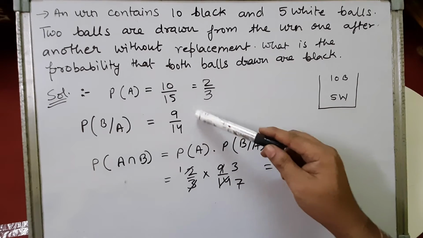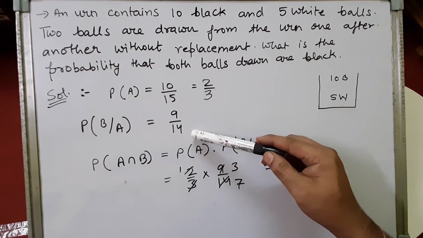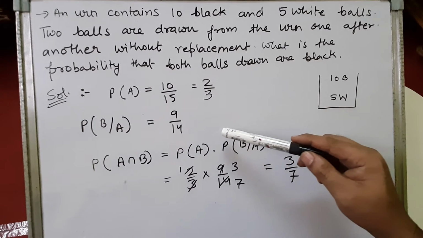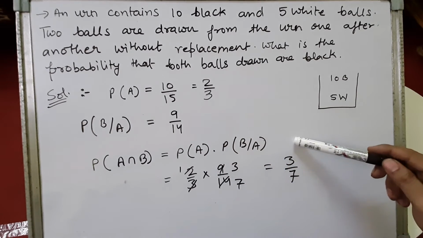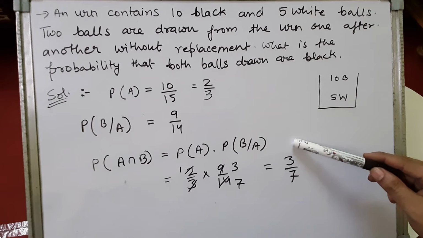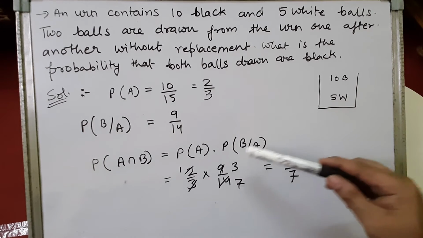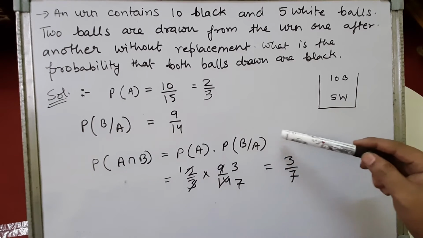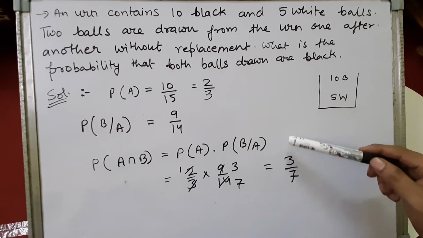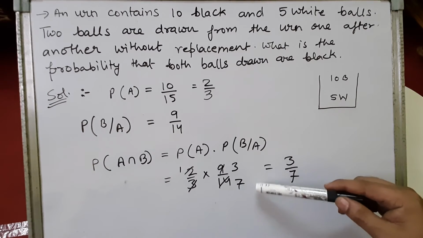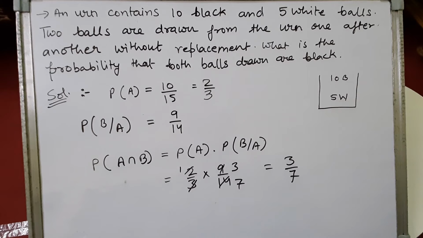So here this is the probability of getting a second black ball in the second draw, right? So we have to calculate that both the balls drawn will be black. That means we have to calculate the probability of A intersection B. This is equal to probability of A into probability of B given A, which means 2 by 3 into 9 by 14. When we cancel out, we'll get 3 by 7. Alright, please note down.